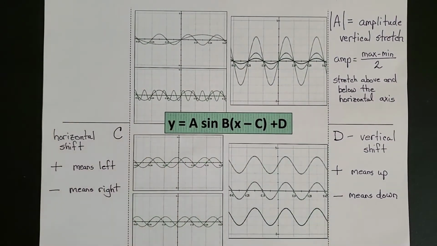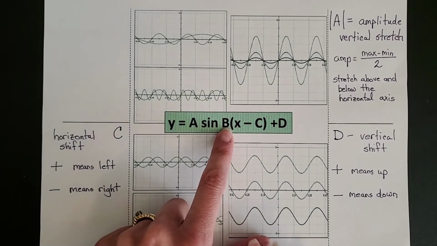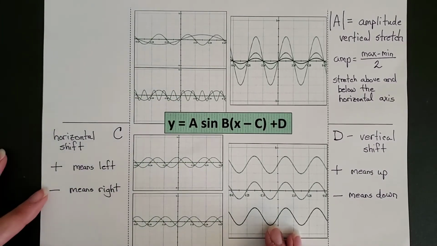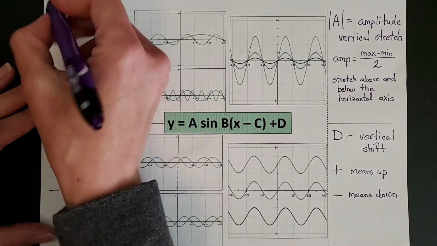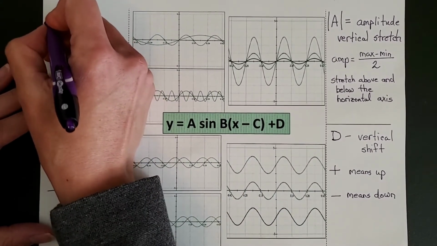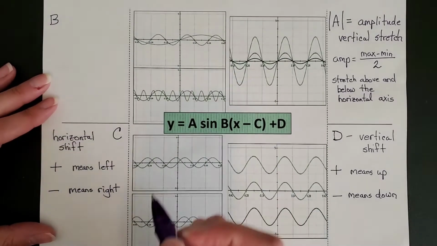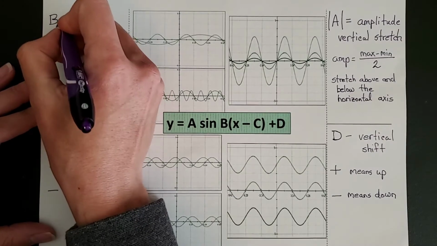All right, that leaves just one left. That would be B. Remember, B is going to change the period length, how long it takes to complete one cycle. And so B is going to be a horizontal stretch or shrink.